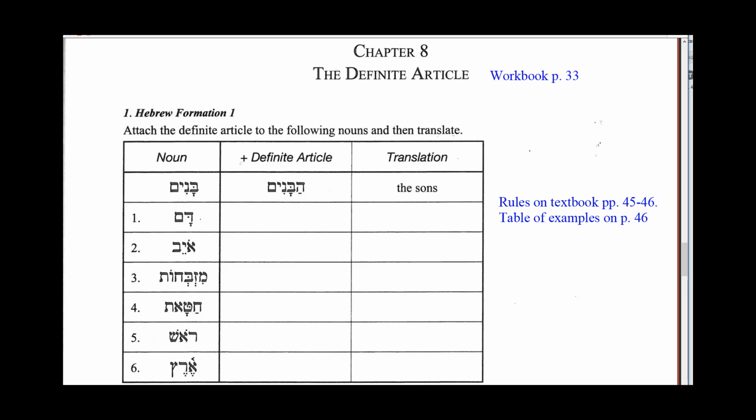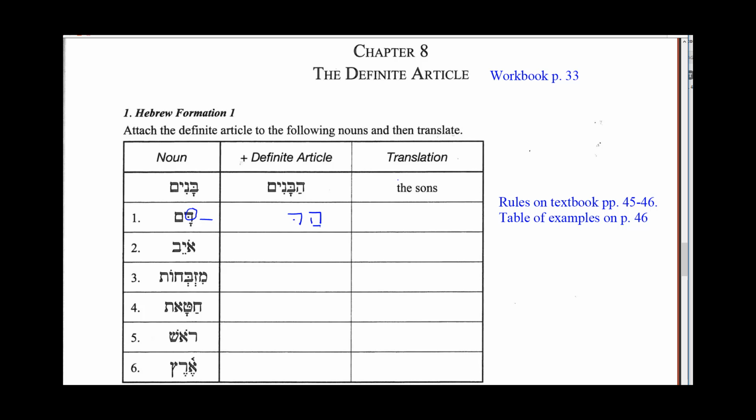So our first example here is dam. Dam means blood. We have a hey with a patach. Then we have the first letter. In this case, it's a dalet. The dalet over here has a dagesh leni. Here, it can't have a dagesh leni because it comes after a vowel, but it will have a dagesh forte.